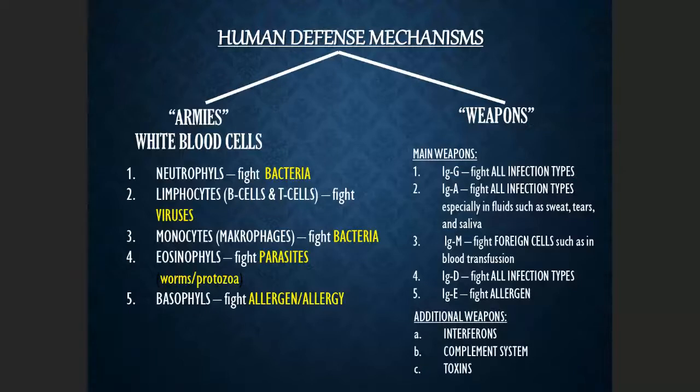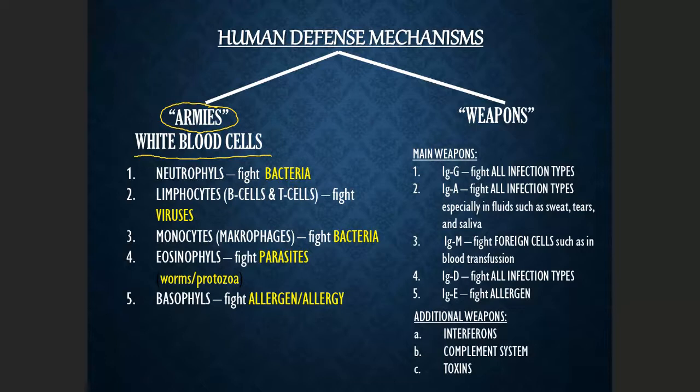Okay, first of all, we have to understand our natural defense mechanisms, which consist of white blood cells. This is what we call the armies, just like the armies in our country's defense mechanisms. These are the people, the armies that fight against infections. There are five types of armies, or white blood cells, in our system.